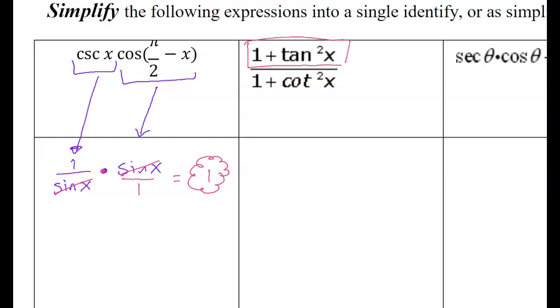1 plus tangent squared of x. I should be looking for this, but also for tangent squared of theta plus 1. Do you see either one of these, 1 plus tangent squared of x or tangent squared of x plus 1, on my sheet? Remembering that x on our sheet will be replaced with theta.